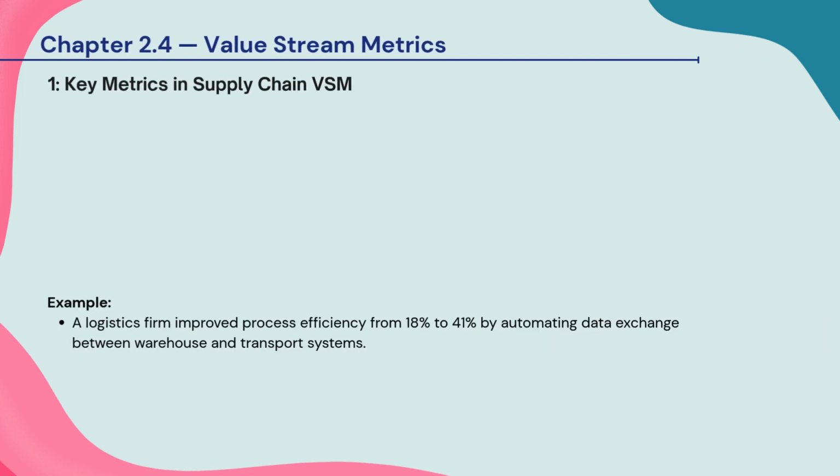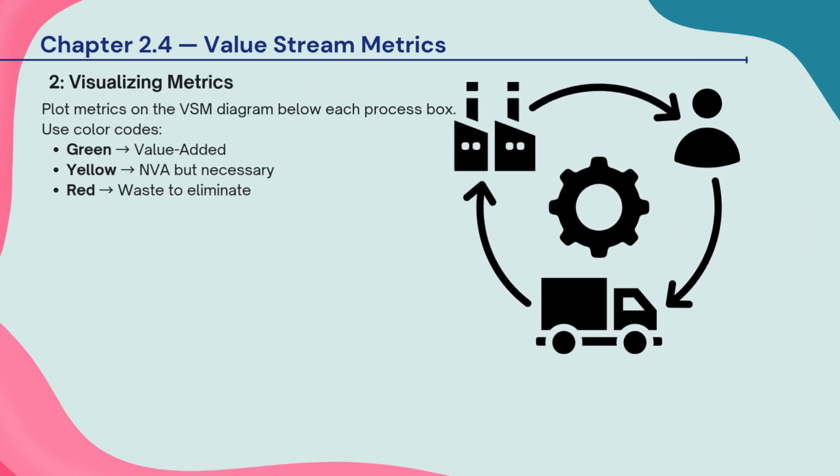This slide explains the key metrics used in value stream mapping for supply chains. Lead time measures the total time from order to delivery, while cycle time measures actual processing time. Process efficiency shows how much time is value added versus wasted. Inventory days indicate how long stock stays in the system, and information accuracy ensures smooth coordination. For example, a logistics company improved process efficiency from 18% to 41% by automating data exchange, reducing delays, and improving flow.